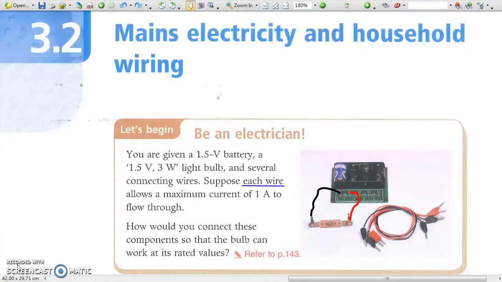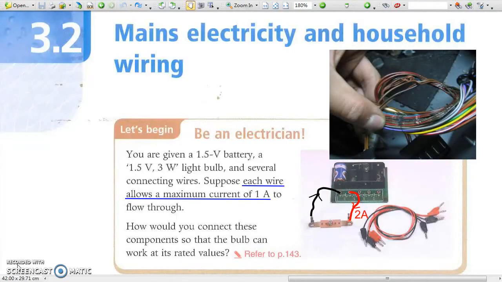However, when the rated current of the bulb, which is 2A, flows through each wire, the wire is overloaded and overheating may occur. The wire will burn as a result. So, can we use these thin wires to allow 2A current to flow in a closed circuit?